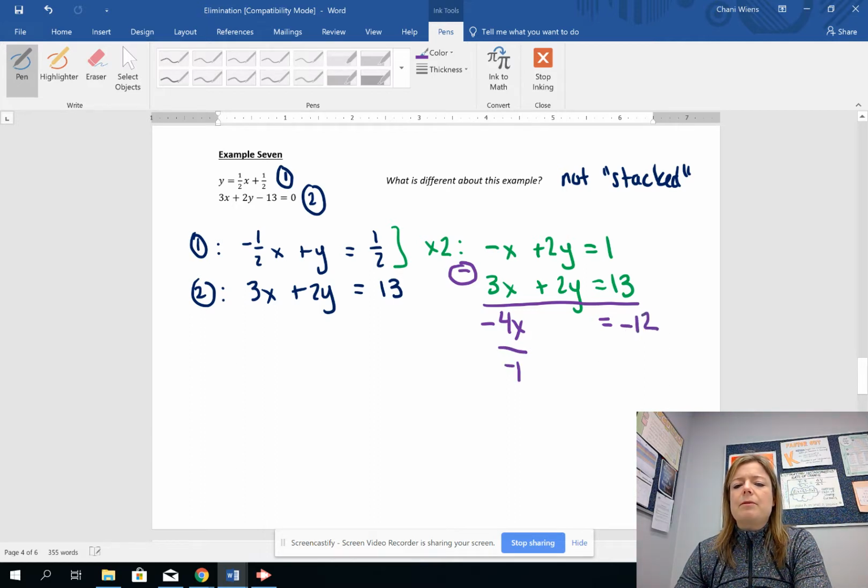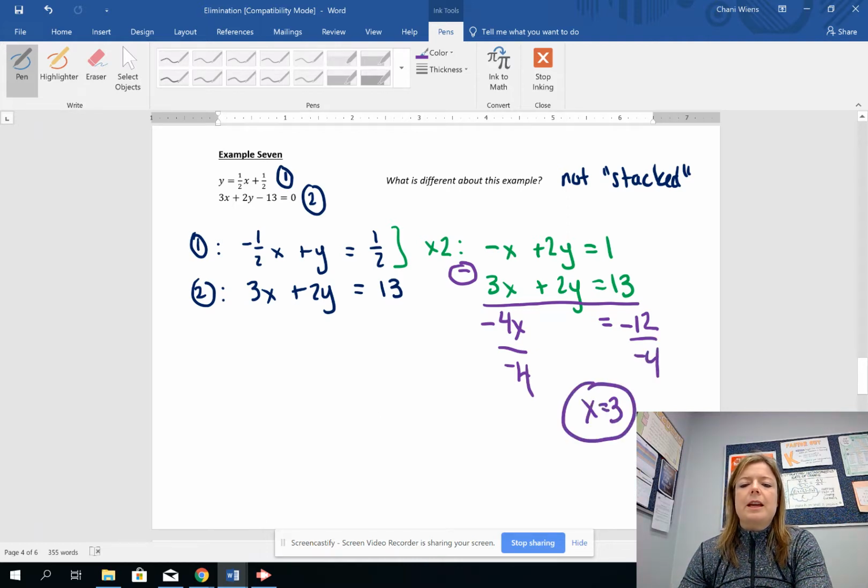So then if we divide both sides by negative 4, we get that x is equal to positive 3. Now, all we have to do is put 3 back into one of the equations, and you will get that y is equal to 2. Okay, I'm just skipping that step because I'm confident that you can do this by now. So your solution is 3, 2.